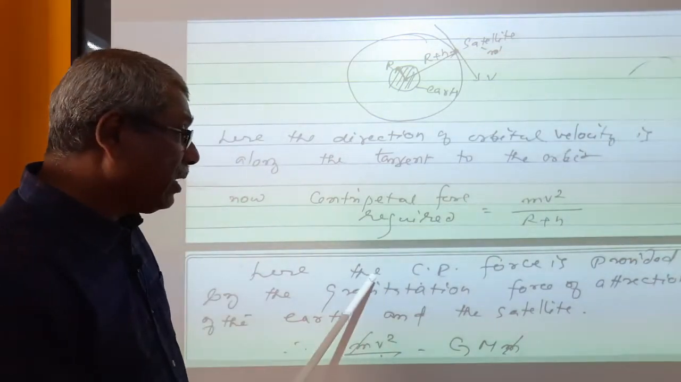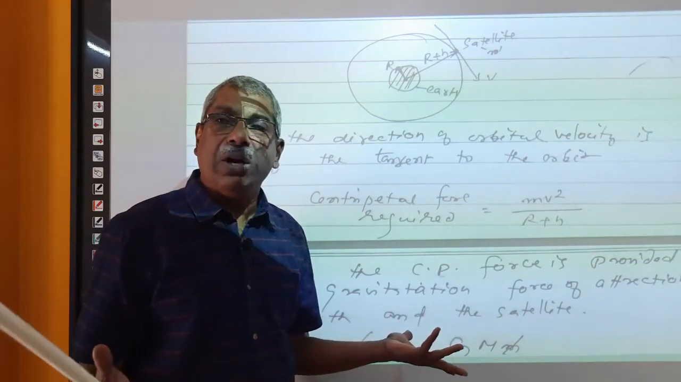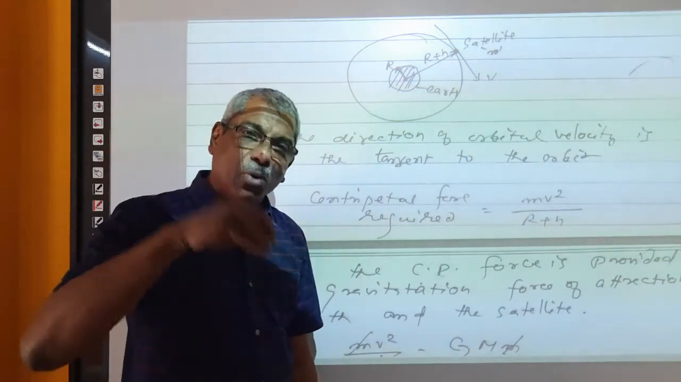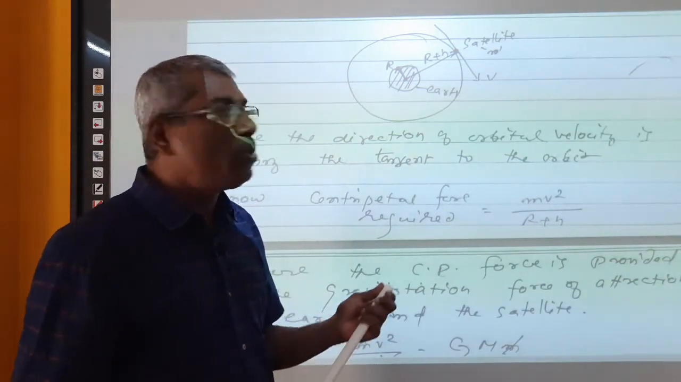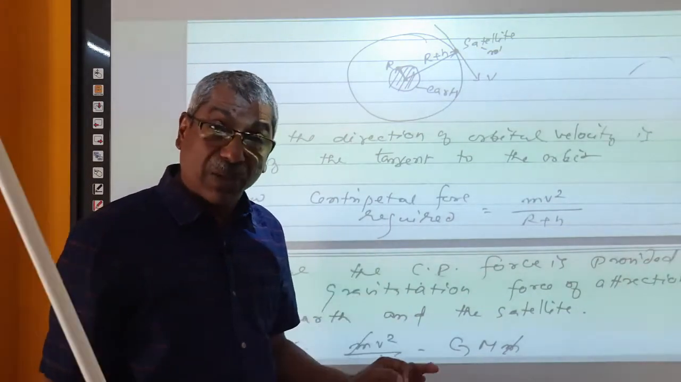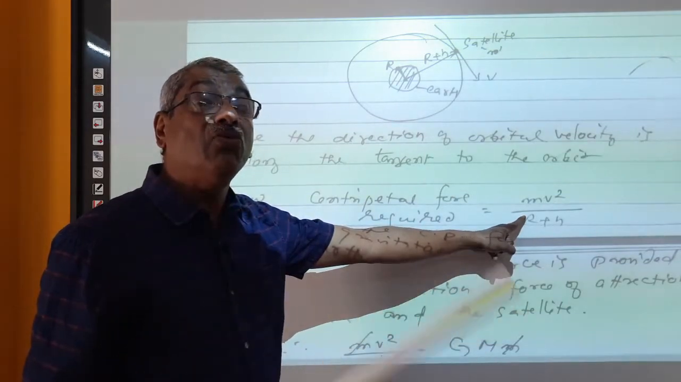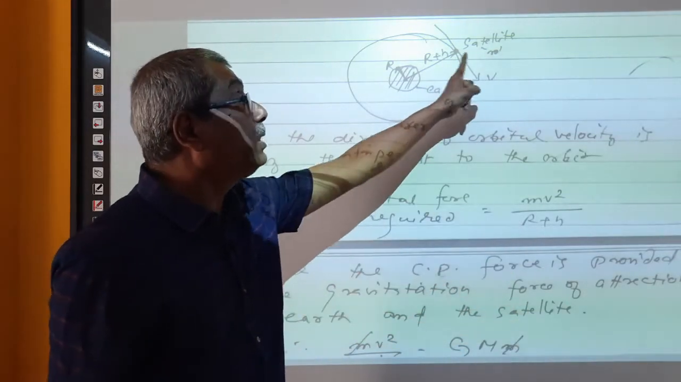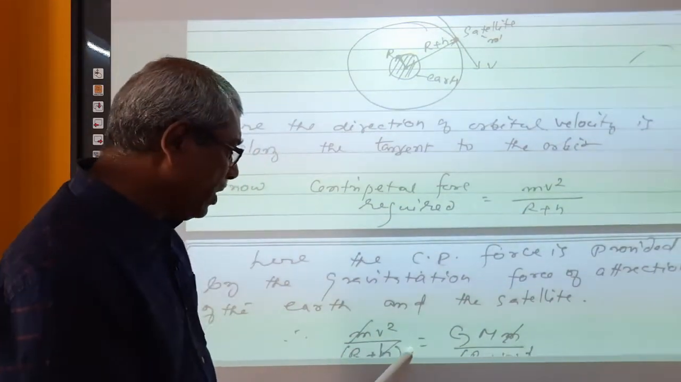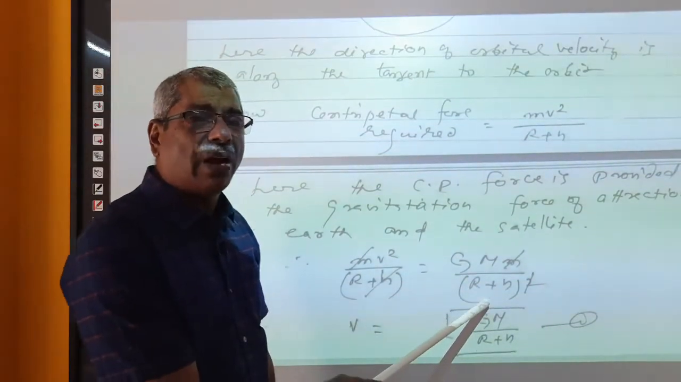Here, who provides the centripetal force? Centripetal force is not a force coming from somewhere else; the force is already there. What is the force between the earth and the satellite? That is the gravitational force of attraction. In this case, centripetal force is provided by the gravitational force of attraction between the earth and the satellite of mass small m. That is why we can say that centripetal force is equal to the gravitational force of attraction.